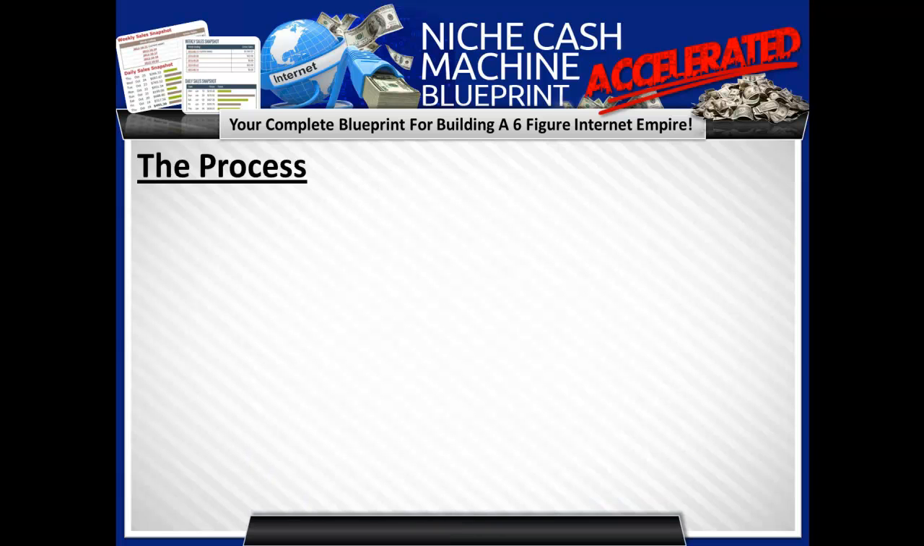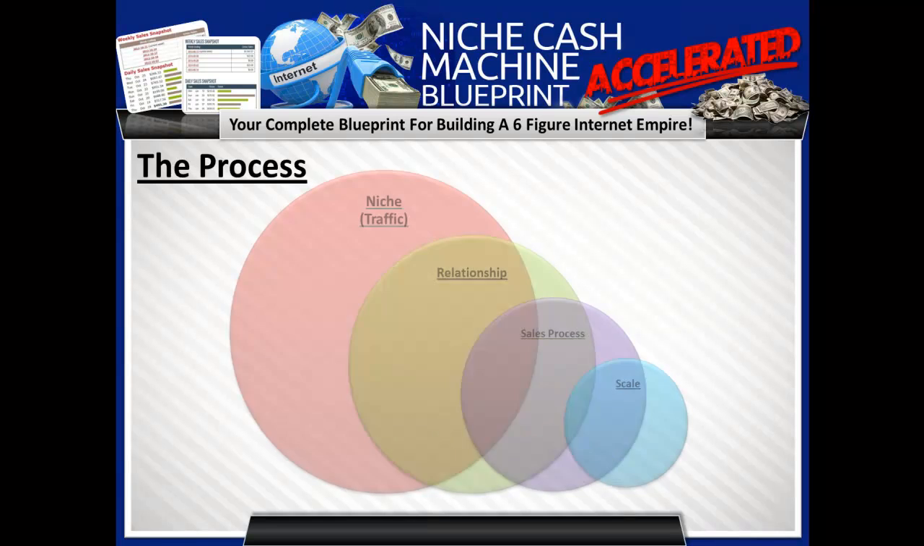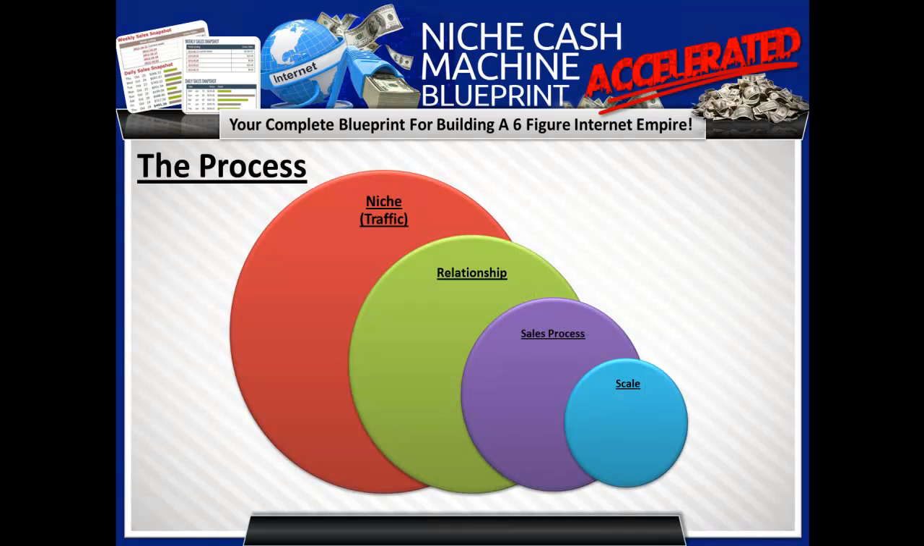So let's get started. So basically, the process looks like this. We got our niche, which is basically the traffic or the people who are looking for what they're looking for. The relationship that we build with that niche, the sales process that we put them through, and then we scale. So again, the niche is the people searching for information about a pain or pleasure. So whatever people are looking for, if they're looking to learn how to play piano, how to make money online, how to lose weight, whatever it is.